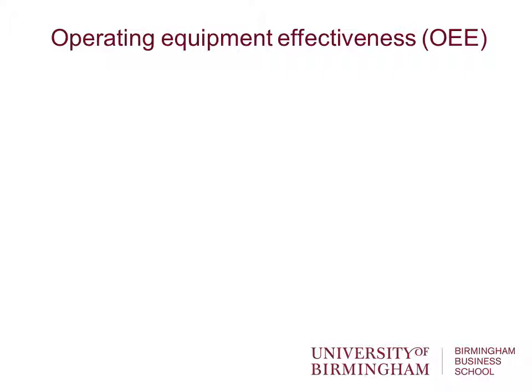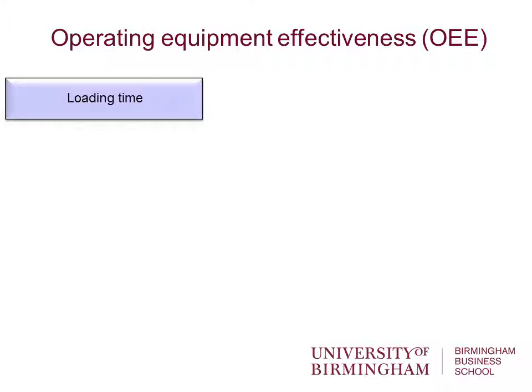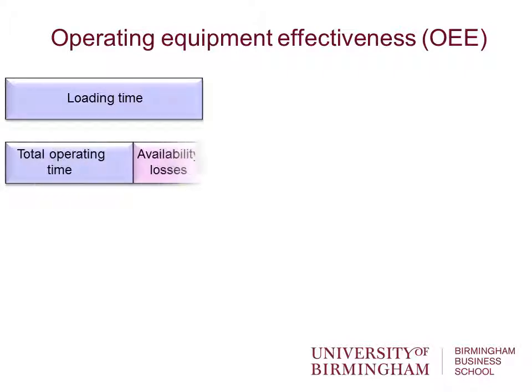Another measure frequently used in manufacturing, in factories, is what we call overall equipment effectiveness. This has a number of different measures in it. We start with what's called a loading time. This is like design capacity. This is the theoretical amount that can be produced by a machine or a piece of equipment or a factory over a period of time.